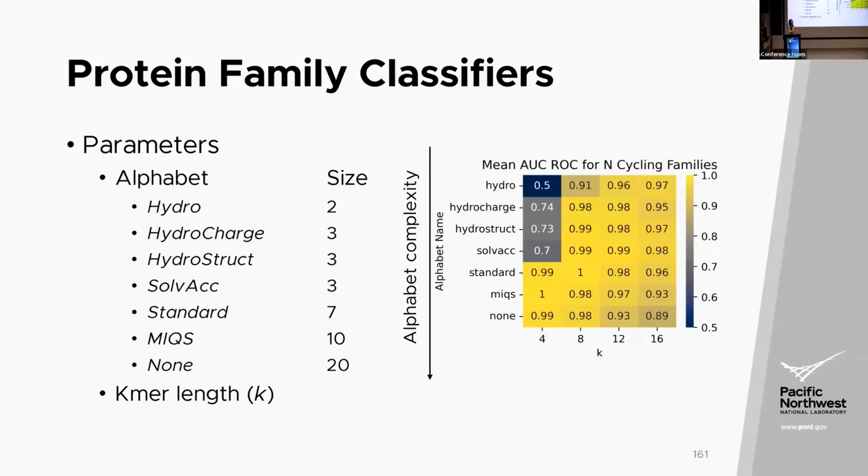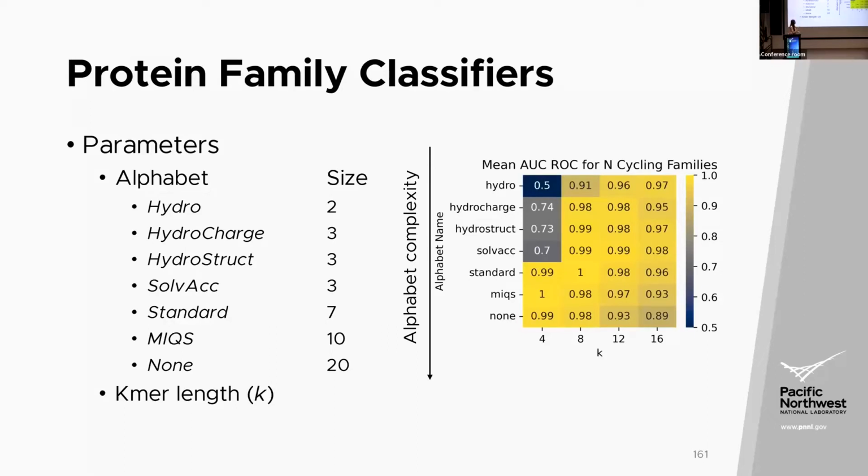And when the K length is very short, those K-mers are highly non-specific and they're likely to occur in many different types of sequences, regardless of their function. And so you can see that the resulting classification models are correspondingly a lot less accurate. In fact, the shortest K-mer length for the hydrophilic hydrophobic alphabet actually performs no better than random chance on average.